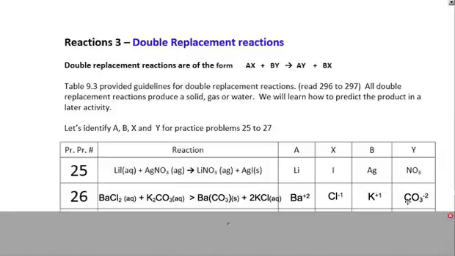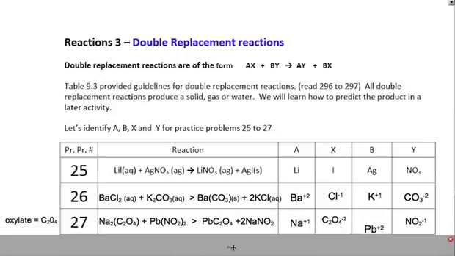Number 27 refers to oxalate, which is a polyatomic ion. And in the textbook, you can find these on page 970. And oxalate is C2O4. So aqueous sodium oxalate and aqueous lead nitrate react to produce solid lead oxalate and aqueous sodium nitrate. And so now you have to have 2 sodiums and 2 nitrates for this to balance.